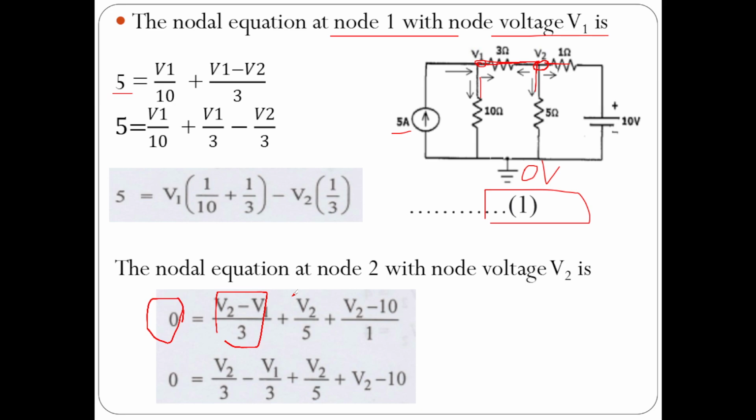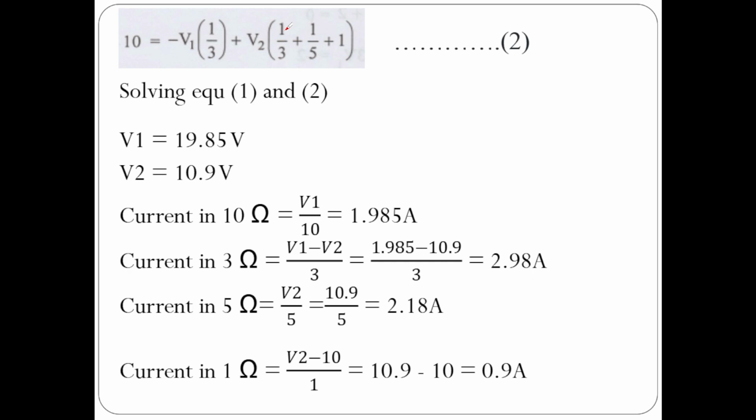Just simplify it. 0 equal to V2 by 3 minus V1 by 3 plus V2 by 5 plus V2 minus 10, you will get if you simplify this whole expression. Okay, now let us further simplify it. So if you further simplify, you will get 10 equal to minus V1 of 1 by 3 plus V2 of 1 by 3 plus 1 by 5 plus 1. So consider it as equation number 2. Now solve equation 1 and 2. You will get V1 as 19.85 volts and V2 as 10.9 volts.